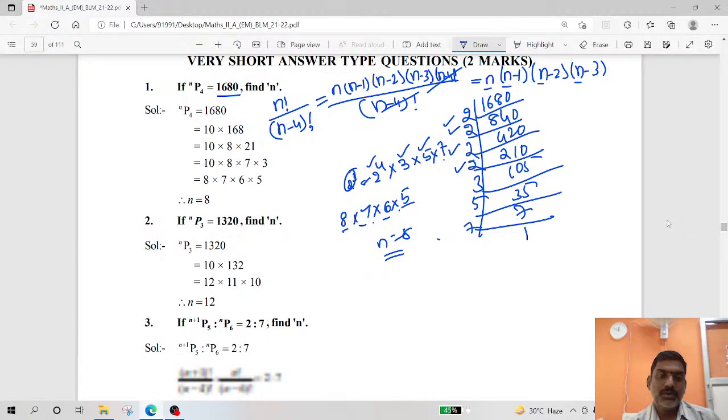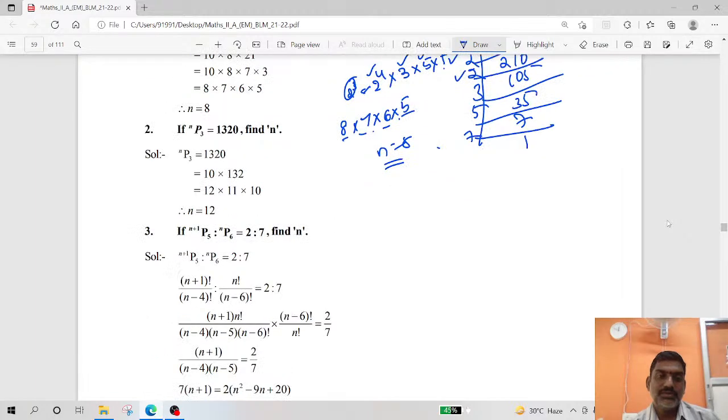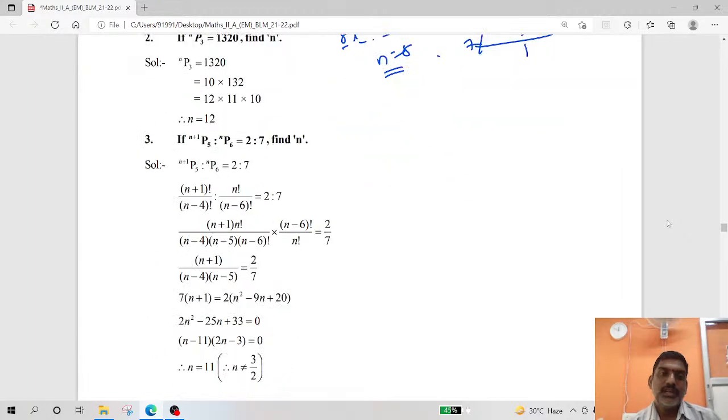Similarly, next question, nP3 is equal to 1300, find n. Same model. Next, question number 3: n plus 1 P5 to nP6 is equal to 2 is to 7. Find n. n plus 1 P5 and nP6.